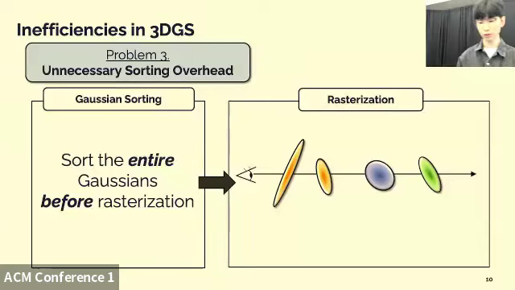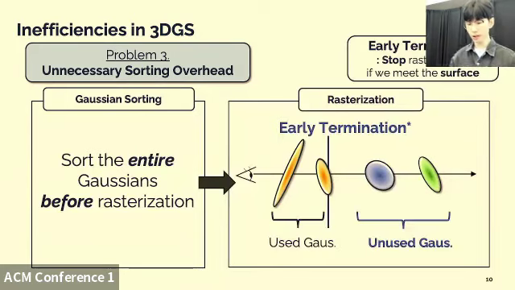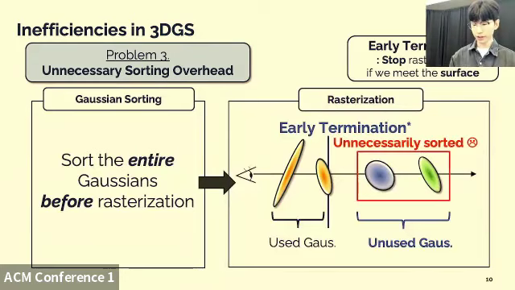Third, the original implementation sorts the entire Gaussians before the rasterization. In the rasterization stage, we stop the rendering when we meet the Gaussians that represent the surface. This is called early termination. The last problem is that there is unnecessary sorting overhead for the Gaussians that will not be used.